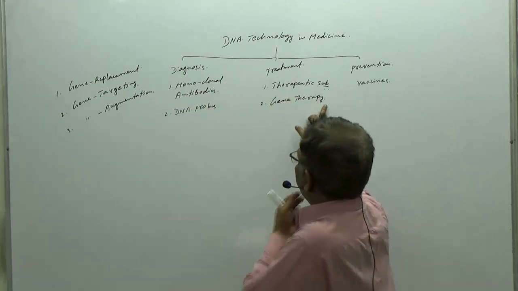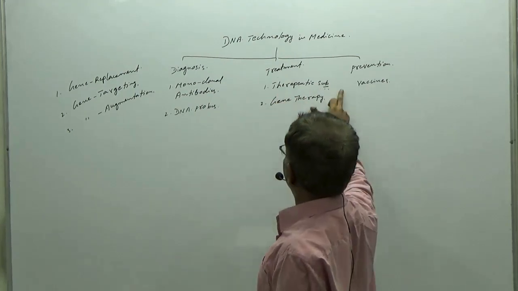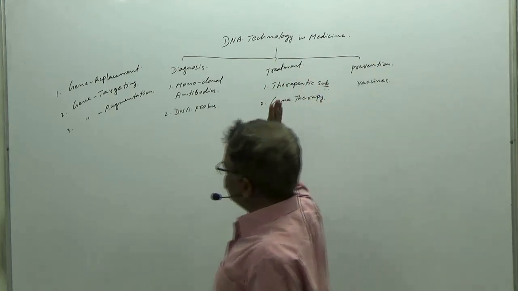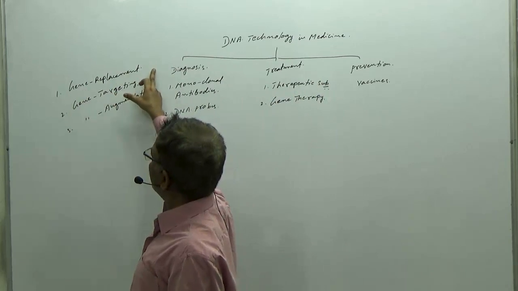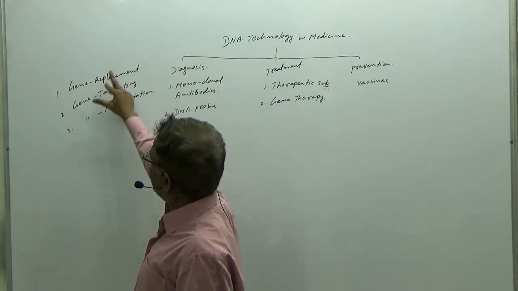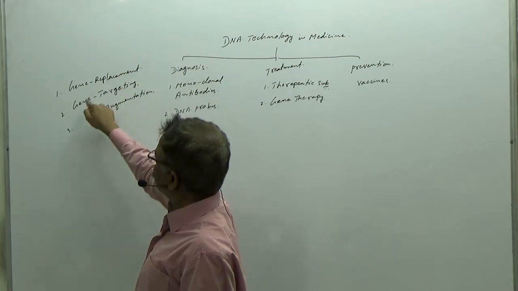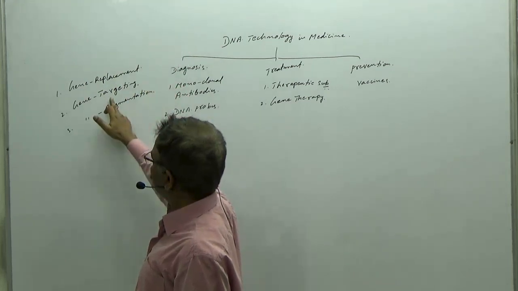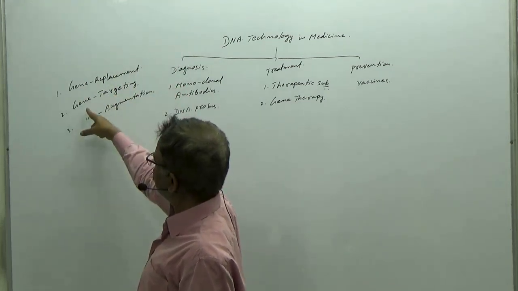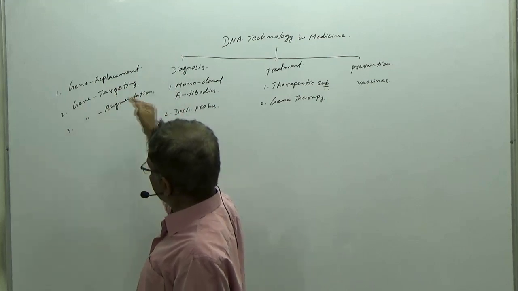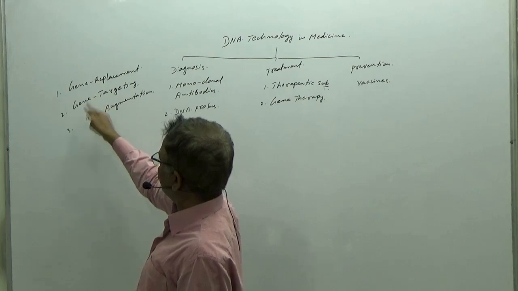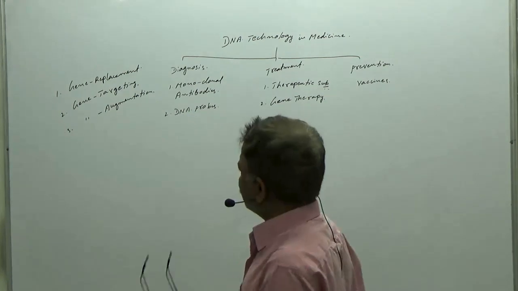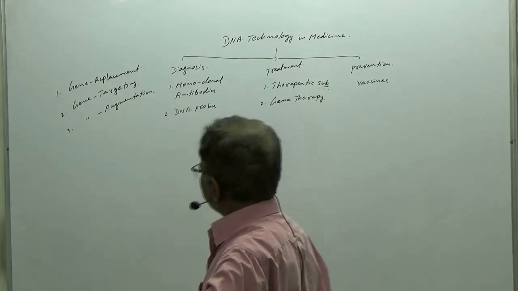Gene therapy means using a gene as a therapeutic substance to treat a particular genetic disease. Gene therapy is of three types. Gene replacement: eliminating the undesirable gene and inserting the desirable healthy gene. That is one. Then inactivating the undesirable gene, that is gene targeting. Then inserting a number of similar copies, that is known as augmentation.